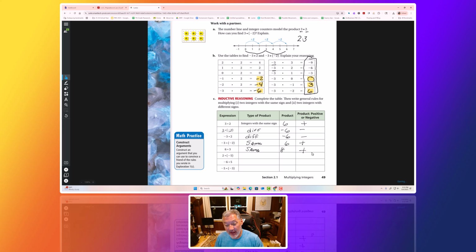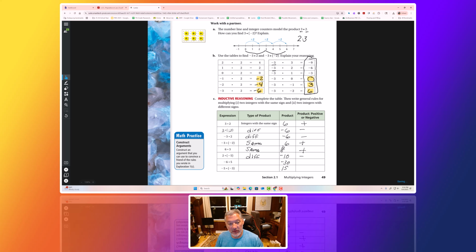Two times negative 5, they're different, and so this will be negative 10. And then of course, these two down here, this one's going to be a negative, so this will be negative 30. And this here will be positive 15.